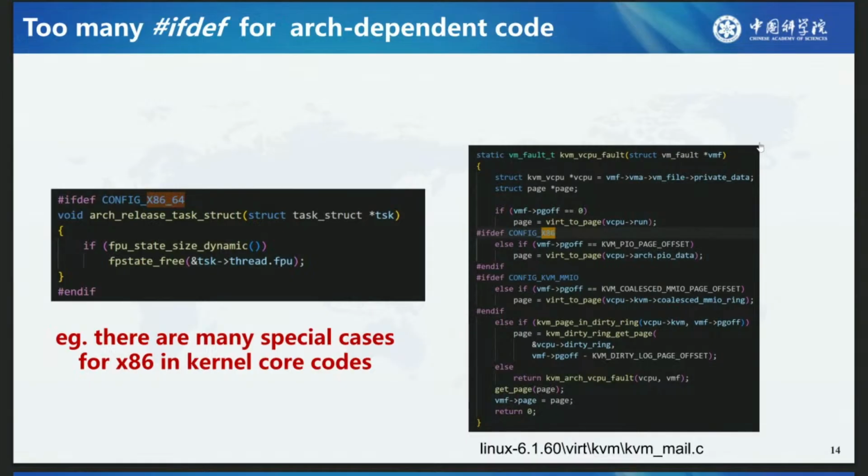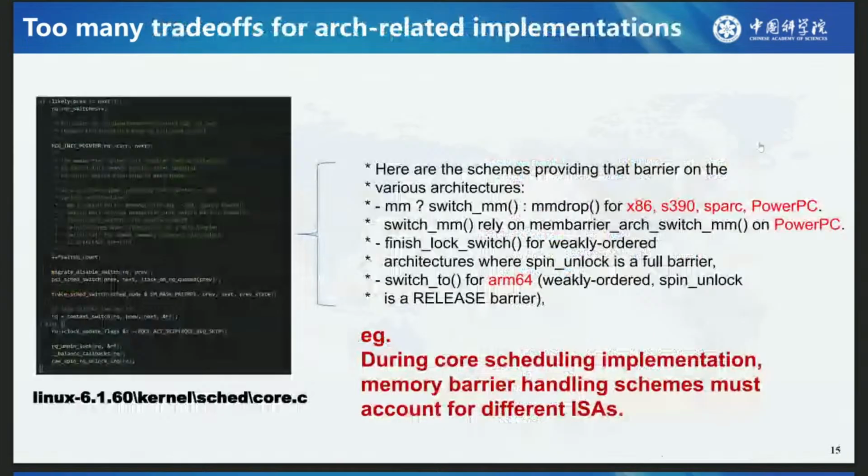And also there are too many trade-offs for arch-related implementations. If we try to understand and read the code, we can see many trade-offs. Here I give some examples. For example, in the core scheduling implementation, memory barrier handling schemes must account for different ISAs. So it's hard to optimize for a specific ISA.